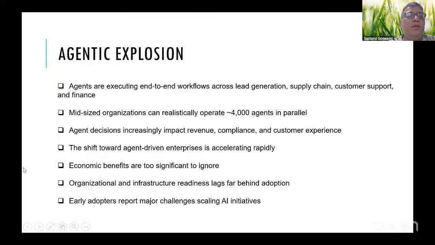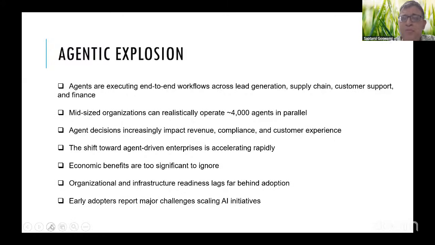And people are gradually moving towards agent-driven enterprises. As I said, the economic benefits are too significant to ignore, because you need fewer people, you are doing things fast, your workflow cycle is reducing, which is decreasing your cost. And if you can translate that into customer delight, then of course that has the potential to affect your top line. So everyone is looking at agents from very close quarters.